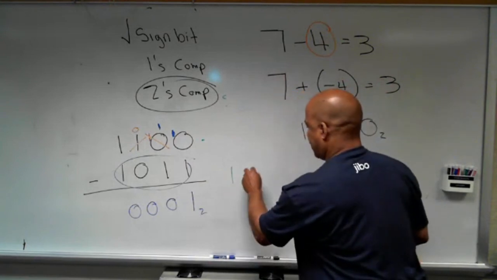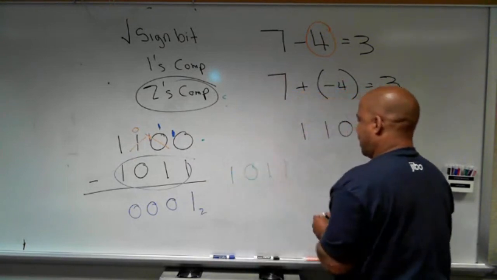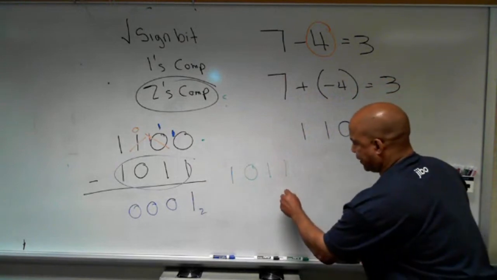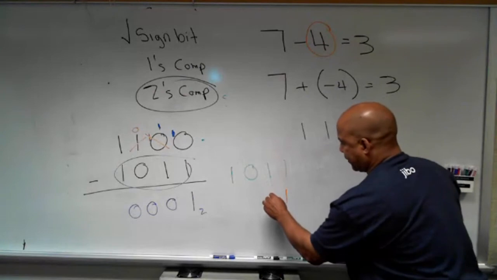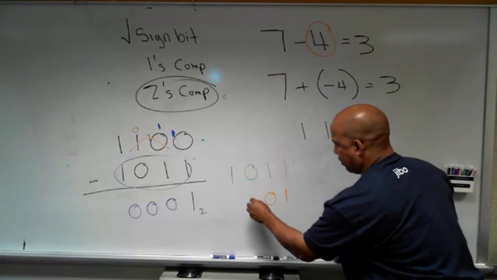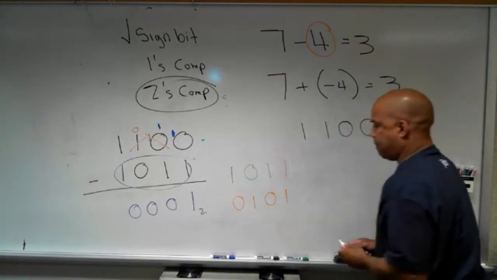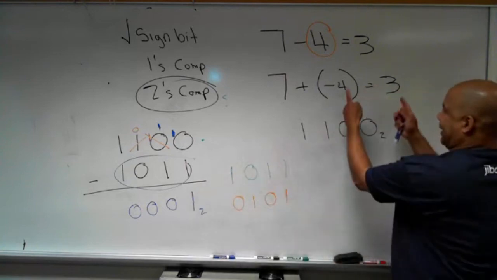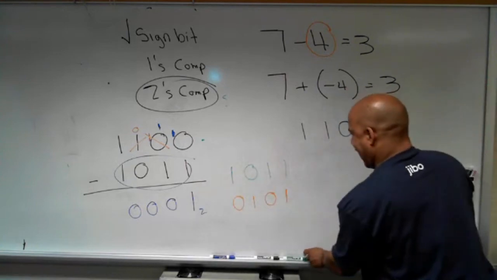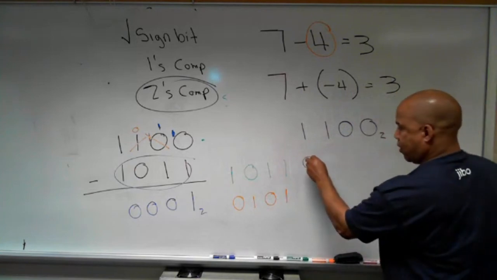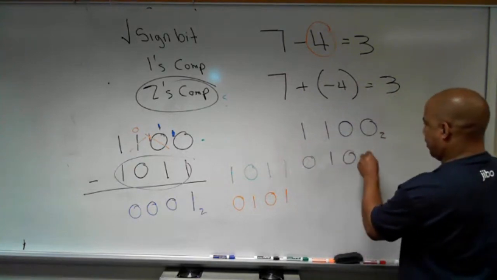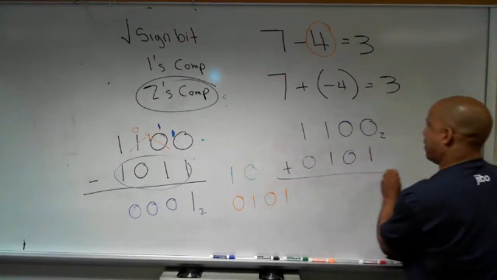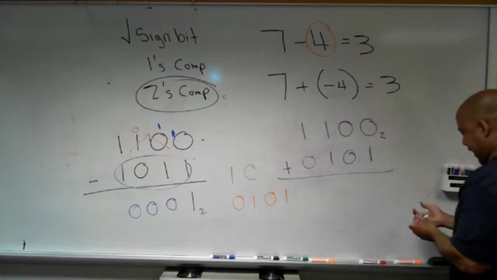I have 1, 0, 1, 1. Up to and including the first 1, I'm going to leave that alone. So that stays a 1. And then I flip the bits after that. That's a 0, that's a 1, that's a 0. So this is the negative of that. So I'm going to add the negative, 0, 1, 0, 1. I'm going to add that now.